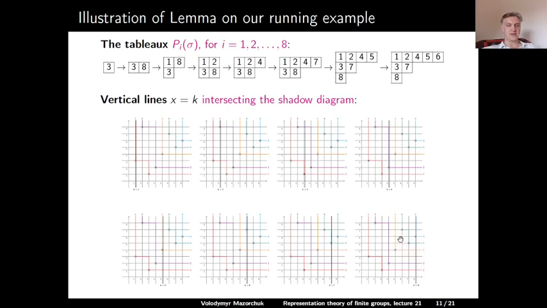And finally, we insert 6 and look at the vertical line x is equal to 8. So 6 is greater than all previous intersection points, so we just get one new intersection point with this new shadow line at the coordinate 6. And our final read is 1, 2, 4, 5, and 6, exactly as the first row of P8 of sigma.